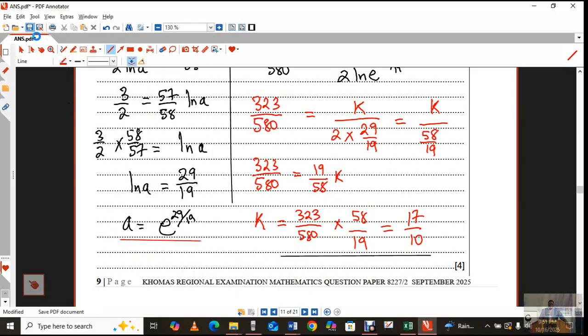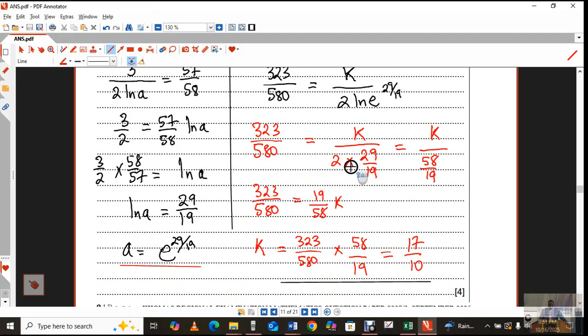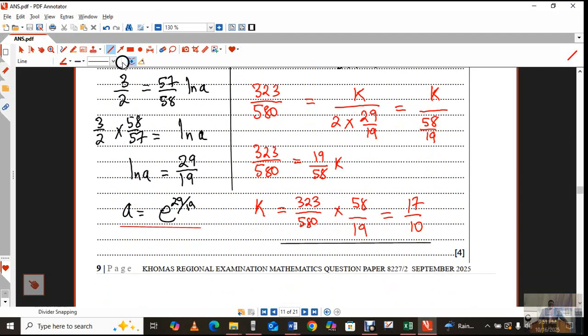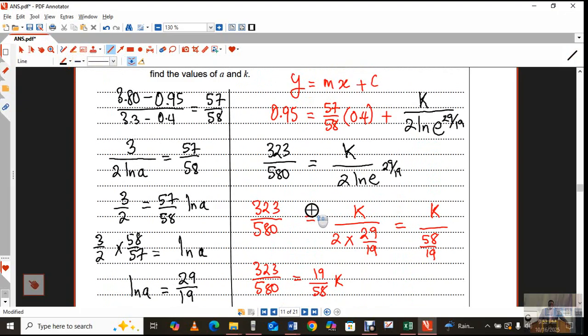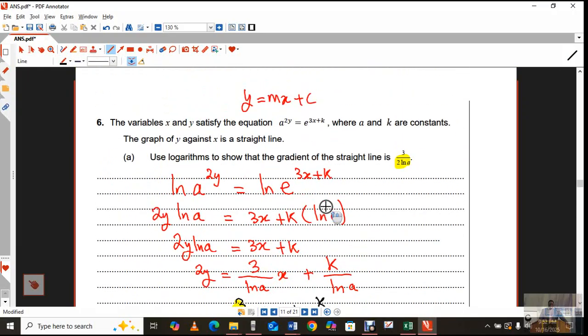I know it's a handful. Again, as I said, Khomas really knew how to go and find these functions. It's interesting questions.